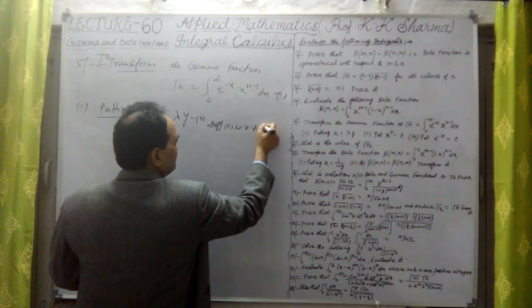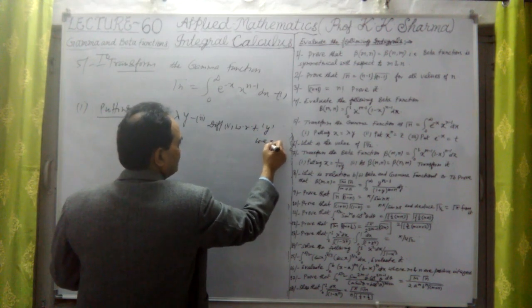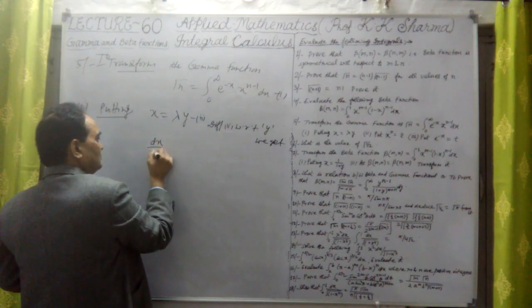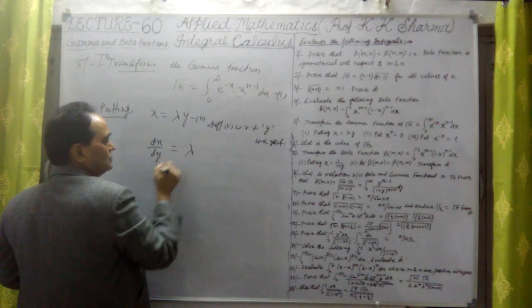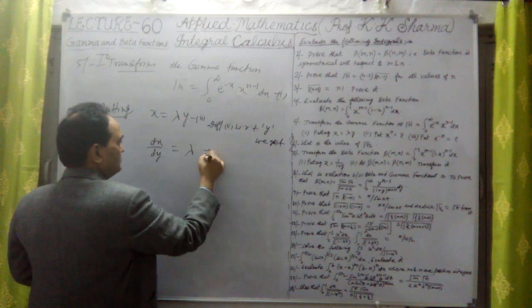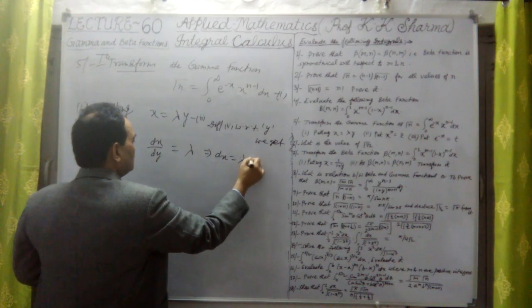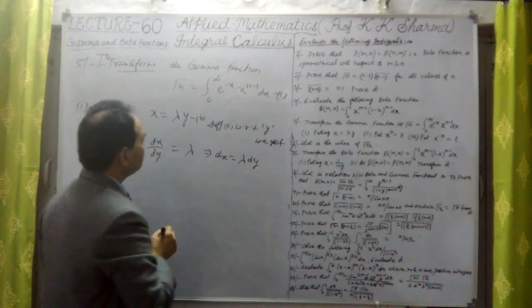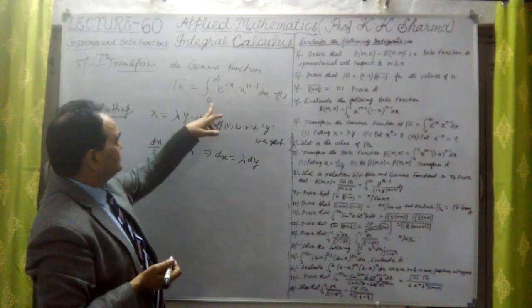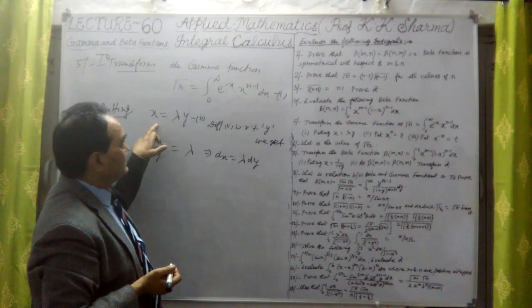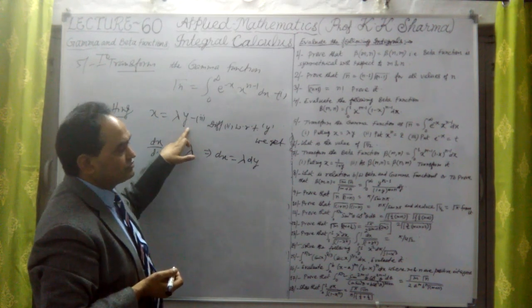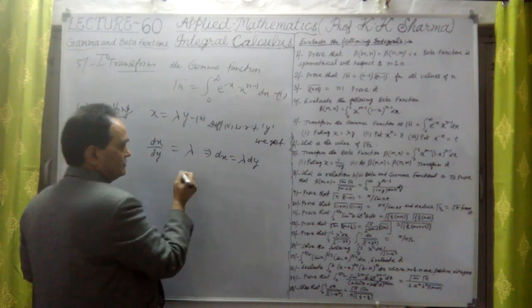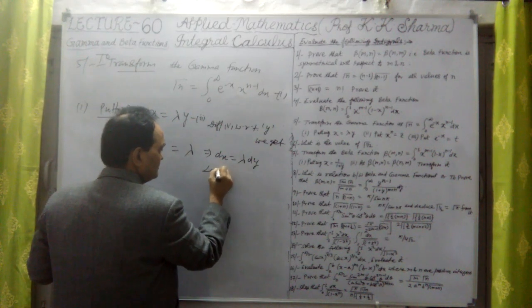With respect to y, what do we get here? It is nothing but dx upon dy equal to lambda only. But this implies that dx equals lambda into dy. What are the limits here? Limits will be changed. When x is 0, y is also 0. At x equal to infinity, y is also infinity. I'm sorry.